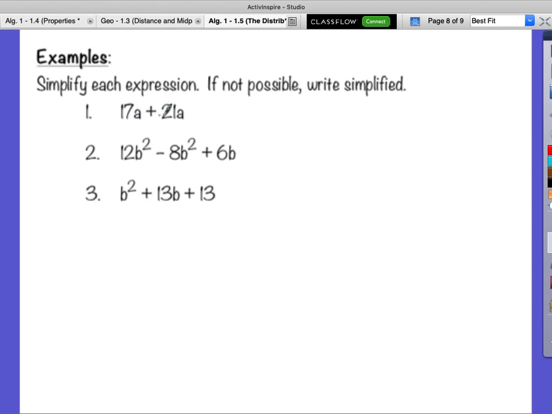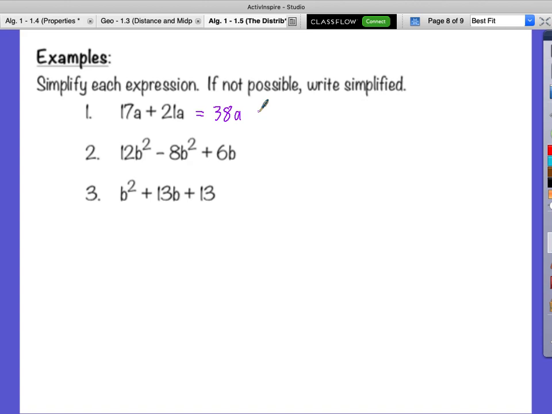So we add the coefficients here. We combine the coefficients with 17 plus 21. 38a. And we leave it as a. We do not change it to a squared. The exponent stays the same. That's why we have to make sure they have the same exponent, because that stays the same.